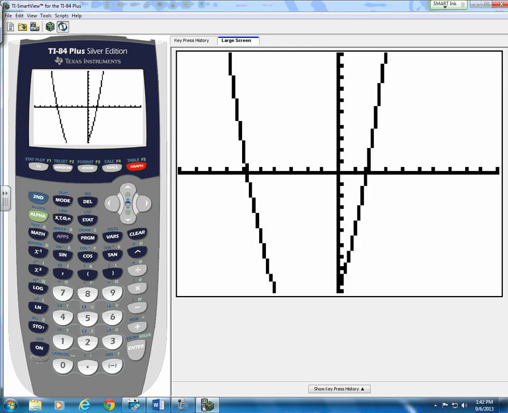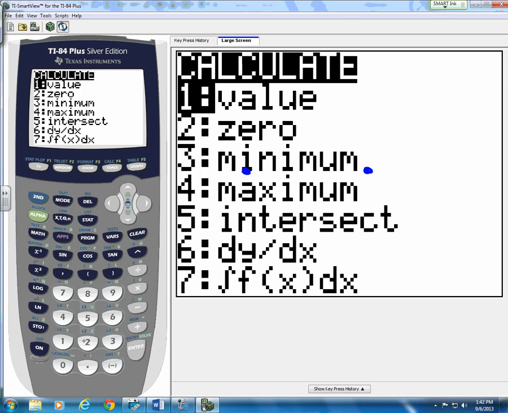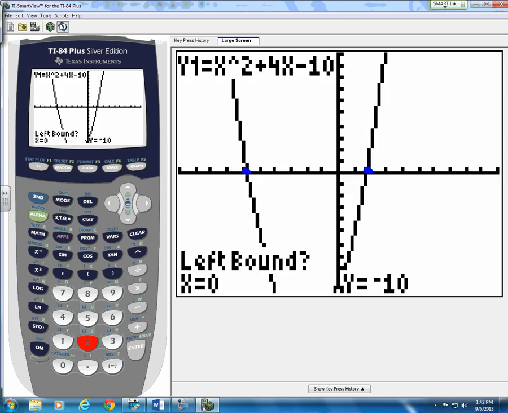So there's our graph. We don't see the entire graph, which for this problem is perfectly fine because we're only being asked to solve it. If you needed information about a maximum or a minimum, in this case a minimum, you'd have to play around with your window a little bit. But what we're concerned about here are the points where the graph is crossing the x-axis. Those are our solutions. Those are the answers to our equation.